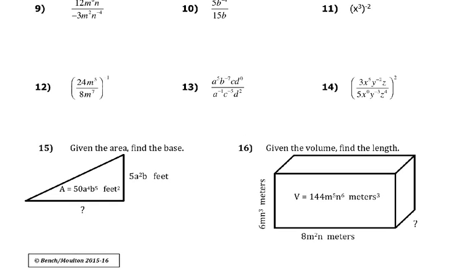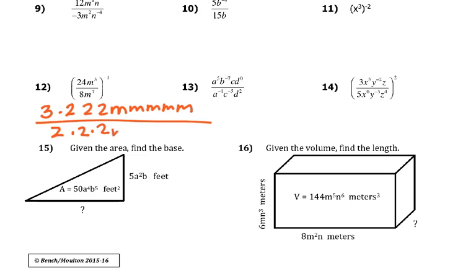Everything inside here has a -1 power, so that power goes to everything inside. So again, cleaning up the mess, I'm going to deal with what's inside first. So the 24, 3 times 8, and then m to the 5th. I'm just going to look at what's inside the parentheses before I do anything else. 8, and then m to the 7th.